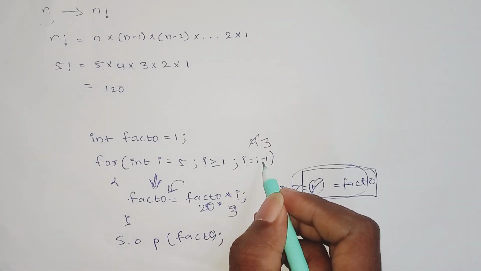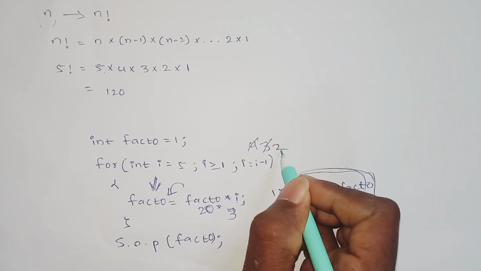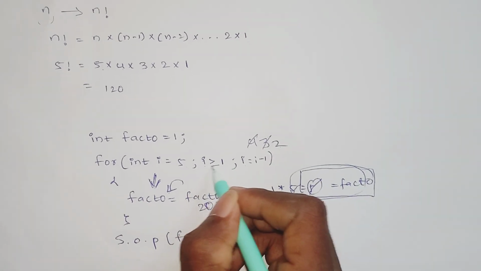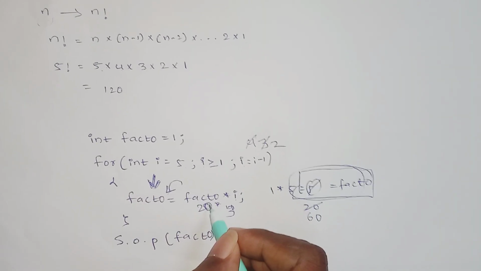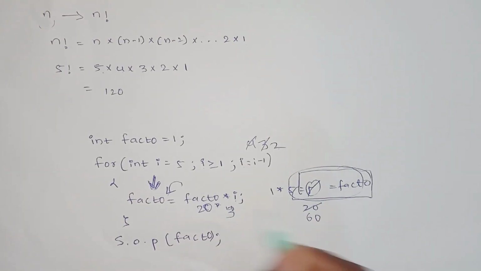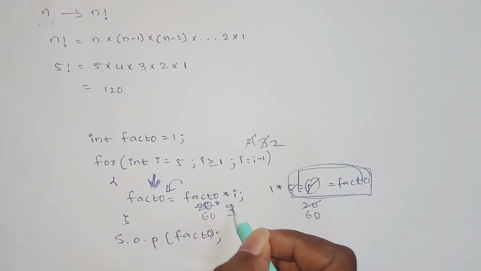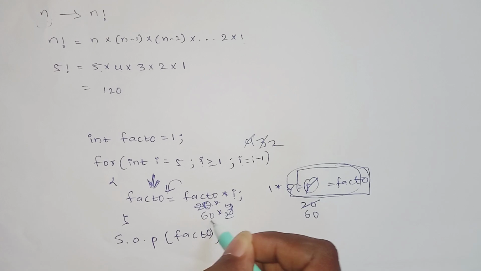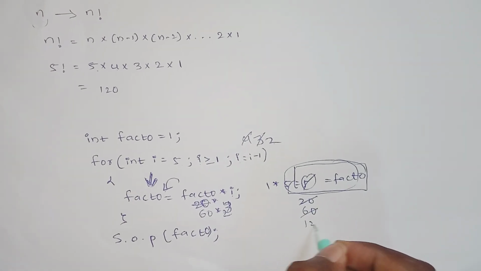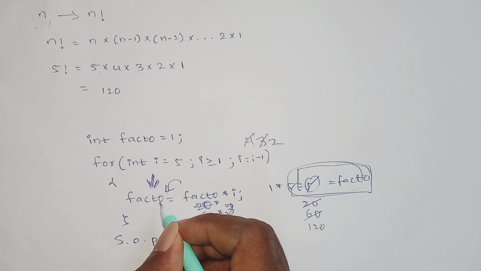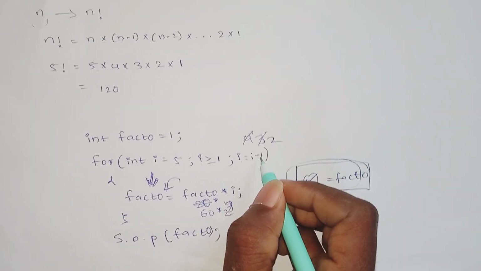Then the i value gets decremented again. So 3 minus 1 is 2. So i becomes 2. Then it checks for the condition, 2 greater than or equal to 1. Condition is true. Enters into the loop. Facto into i. Facto is 60, the i value is 2. So 60 into 2 is 120. So 120 gets assigned into facto. So facto becomes 120.